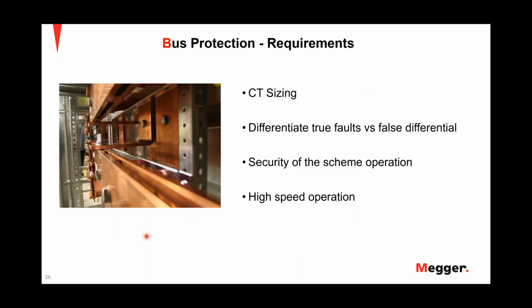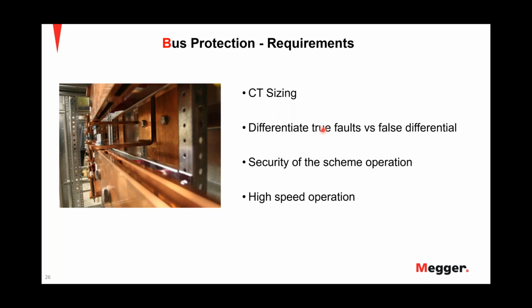Now let us move on to the requirements of bus protection. When we talk about faults on a bus bar, these faults are pretty much of high magnitude. So if the CT sizing is not properly done, there are chances of these CTs saturating for these faults. And when a CT saturates, of course, there are chances that the scheme may maloperate. Some of the schemes under bus protection require the CT ratio to be the same. That is one of the requirements for some of the schemes used under this.